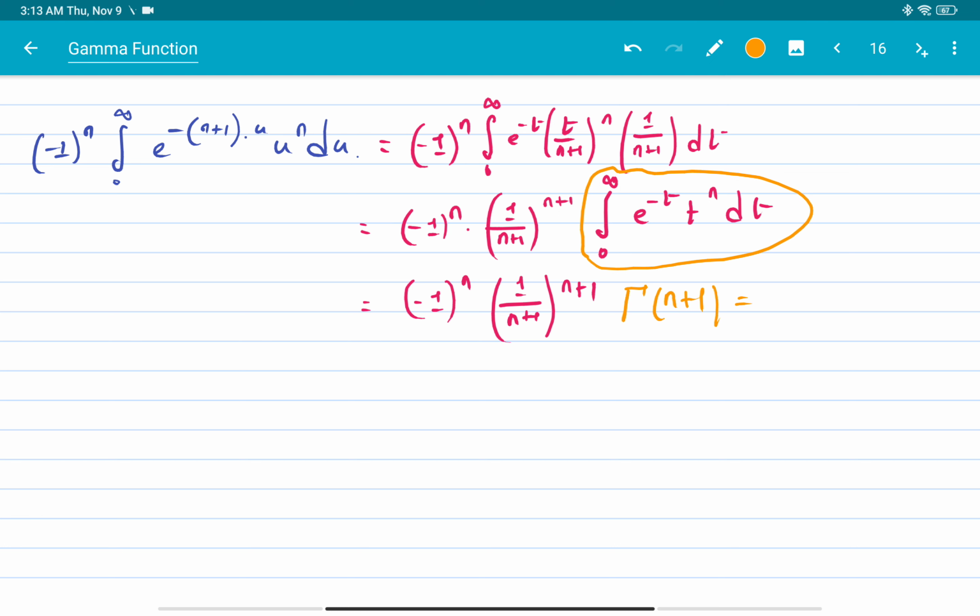So our final answer is minus 1 to the power n over n plus 1 raised to the power n plus 1 times n factorial. So this is the solution of the desired problem.